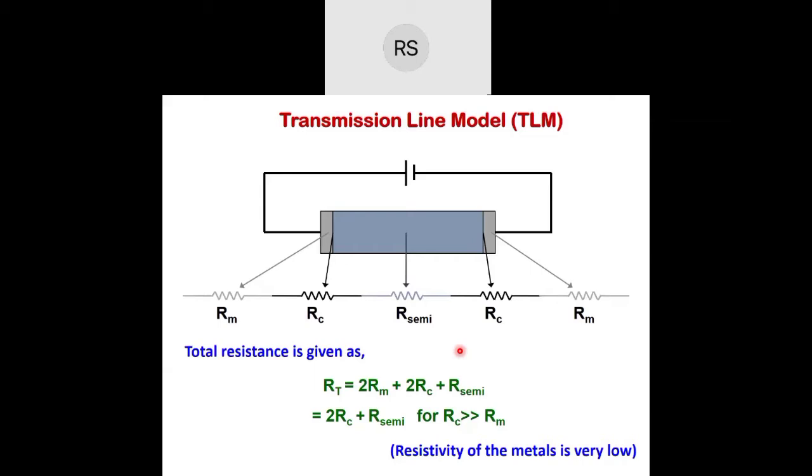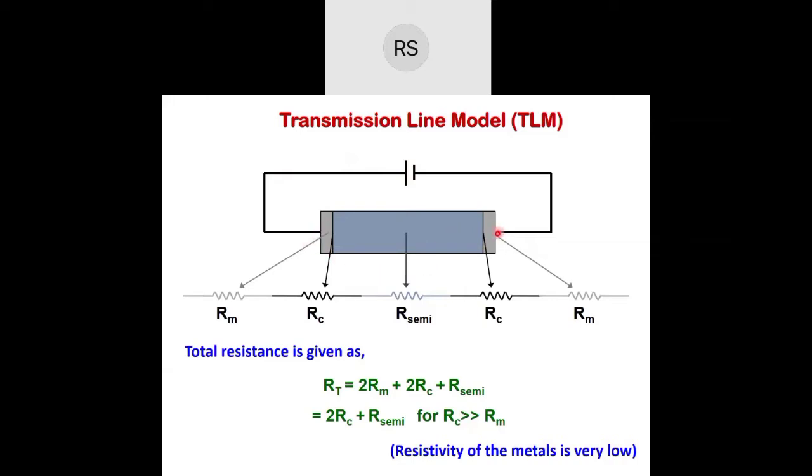Here what is shown is the semiconductor piece. I am making two contacts here, and I want to measure the contact resistance. If I apply a battery, pass the current and measure the voltage, I can measure the resistance. But I will be measuring the resistance across these two terminals.